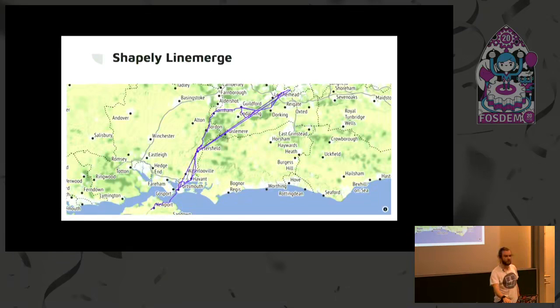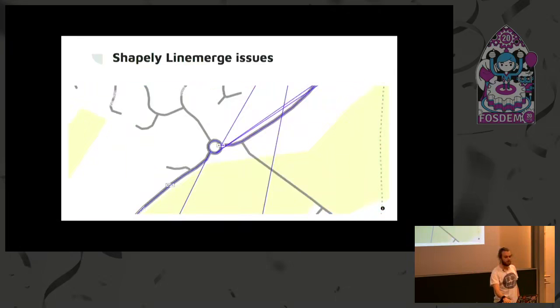To drill down and have a look at where these inconsistencies originate from, here is an example of one of the issues. This is a roundabout near Peterborough, and obviously, if you're trying to take a continuous route, the Shapely line merge doesn't know which section of the roundabout to follow. So that's an issue that needs solving in OpenStreetMap data.